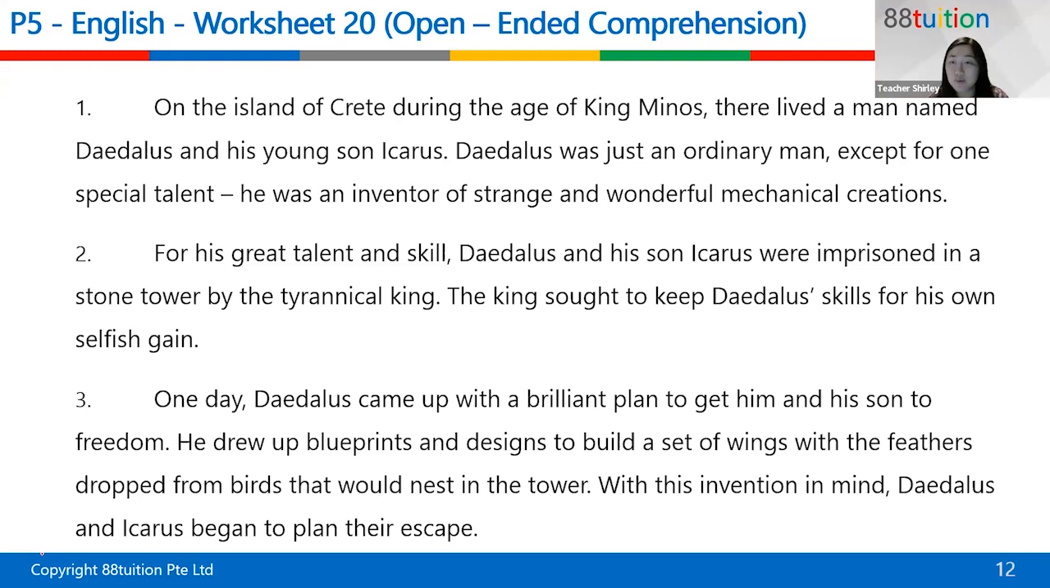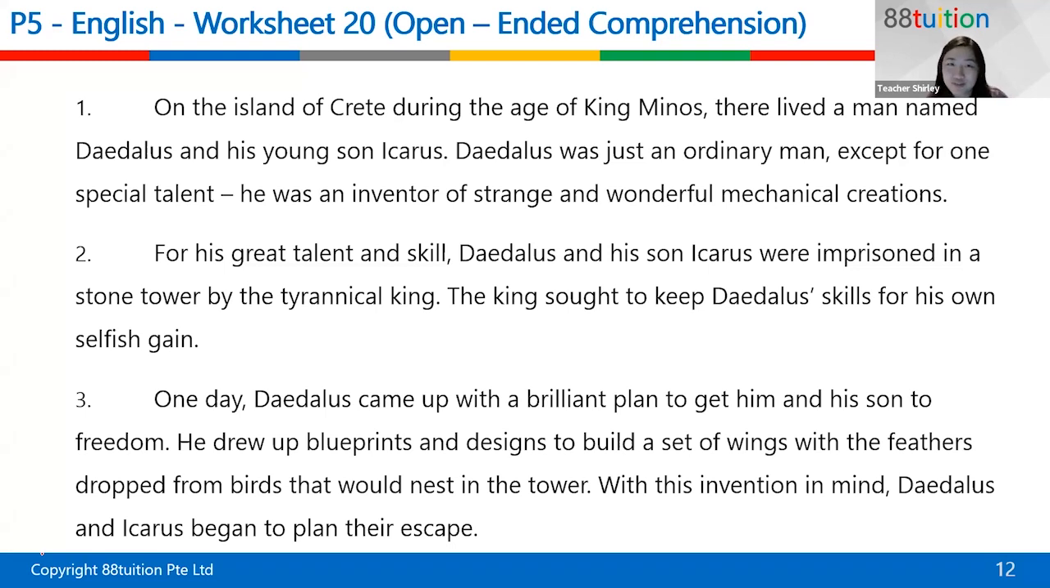Okay, very good. Thank you so much, Tejaswi. So some things to take note of. I think this introductory paragraph is trying to introduce the characters, Daedalus and his son Icarus. He has a special talent: he's an inventor of strange and wonderful mechanical creations. Good. Tejaswi, call someone else. What comes after letter T? Yunshen. Okay, Yunshen is the next letter.